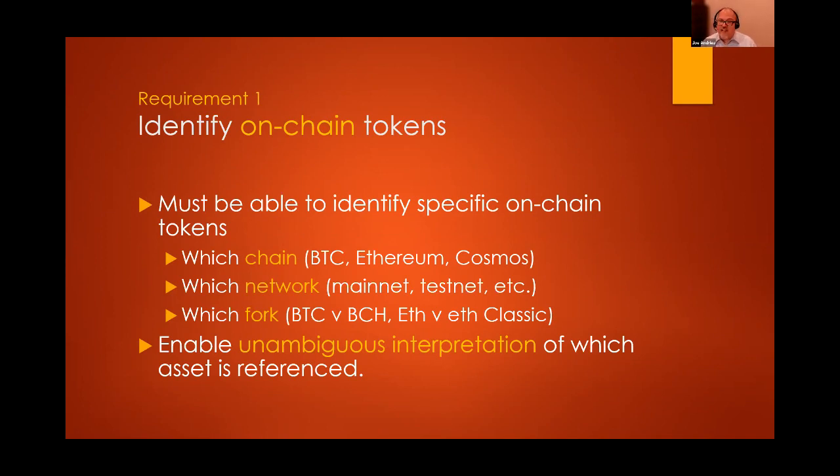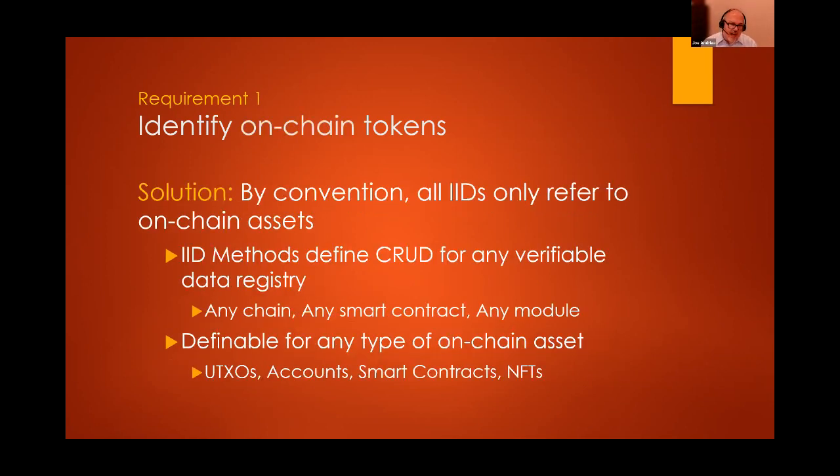The first one is we need to be able to identify on-chain tokens. Right, so this is the primary purpose. We want to be able to have a unique identifier that specifically points to that asset. And we need to be able to specify which chain is it on or which network is it on, potentially even which fork it's on. And some DID methods don't handle this well, but it's within the DID method framework that you could specify which fork of Bitcoin versus BCH, ETH versus ETH Classic, etc. Our point here is we need to be able to enable unambiguous interpretation of what asset we're talking about, because that's the core thing, is we want a decentralized identifier that can refer to that specific NFT without ambiguity.